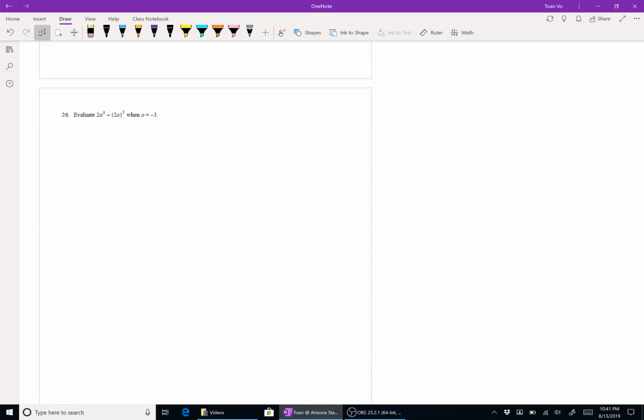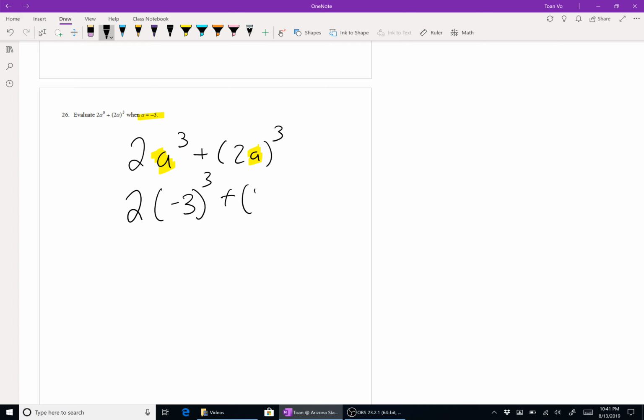Number 28, same thing, evaluation. Remember, when you substitute, use parentheses. In this case, wherever I see an A, I'm going to put parentheses -3. 2a cubed plus 2a cubed. Again, wherever I see an A, in yellow, I'm going to put parentheses -3. So copy the problem. 2, instead of A, put parentheses -3, cubed, plus 2, and where I see an A, I put parentheses -3. Close the parentheses, cube. And then just use arithmetic, order of operations.